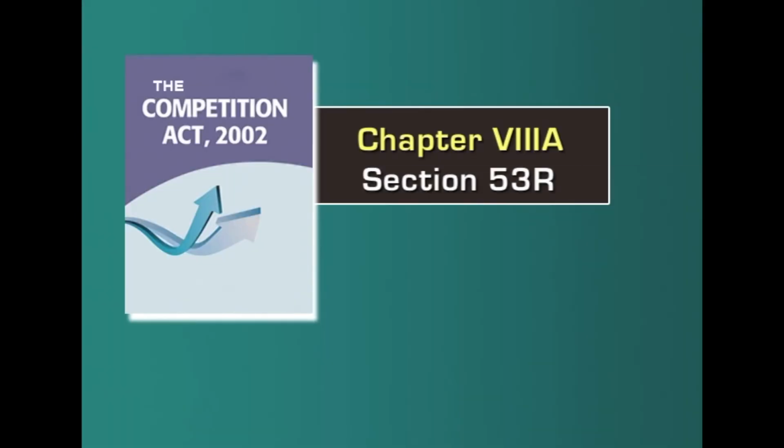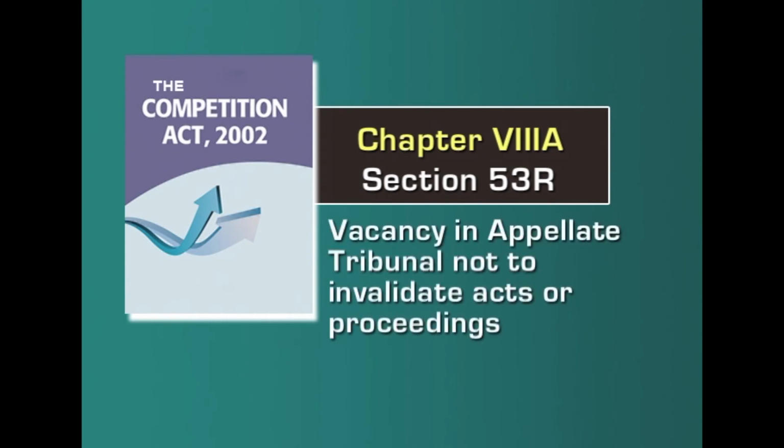This provision is similar to the provision which we had earlier discussed with regard to the implementation of the orders of the Commission in the chapter which deals with establishment of the Competition Commission. Moving further, the next section that is relevant is section 53R. Section 53R talks about a situation where there is vacancy in Appellate Tribunal not to invalidate acts or the proceedings.